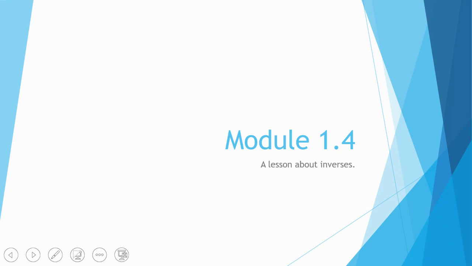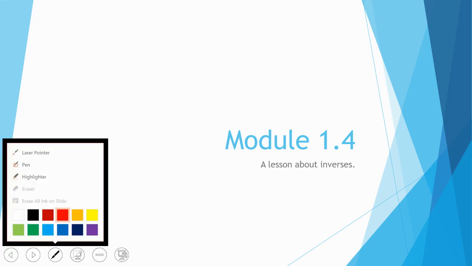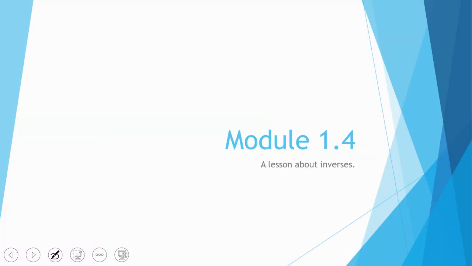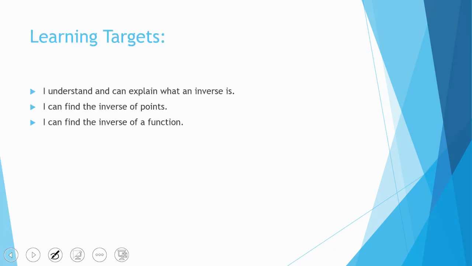Hey all, today we are going to do module 1.4. We are going to talk about inverses and how to find them. Our goals for today are to be able to understand and explain what an inverse is mathematically, be able to find the inverse of points, and then to be able to find the inverse of a function. So we're going to be figuring out both what an inverse is and what we do with it.